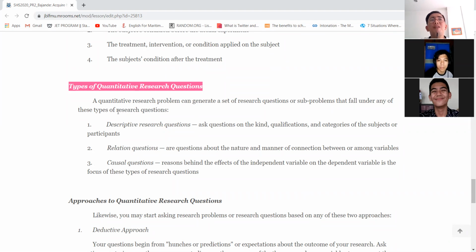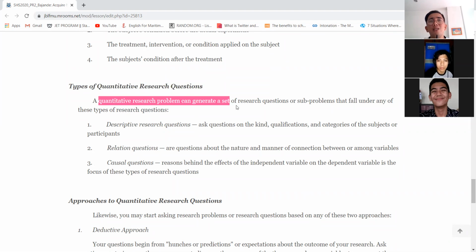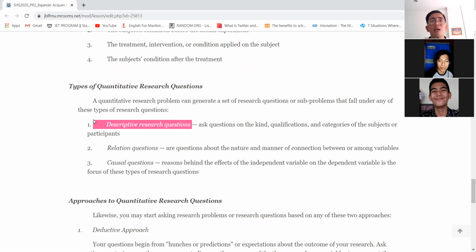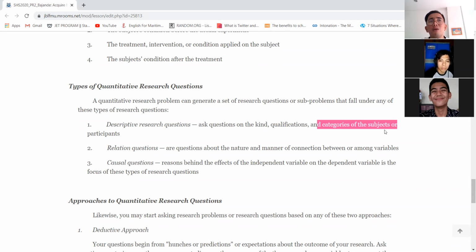A quantitative research problem can generate a set of research questions or sub-problems that fall under any of these types of research questions. Number 1, descriptive research question. Okay? So what is it? Ask questions on the kind, qualifications, and categories of the subjects or participants.